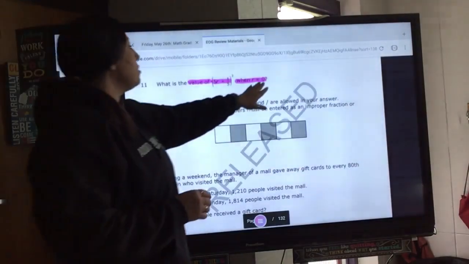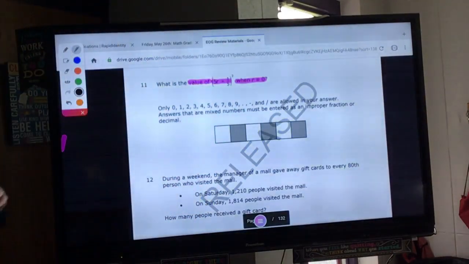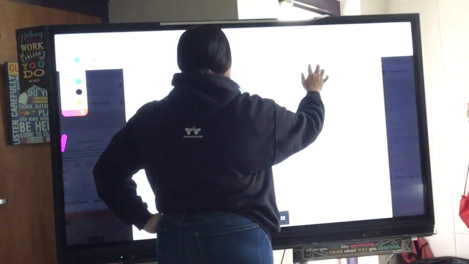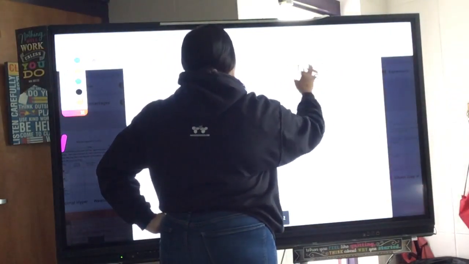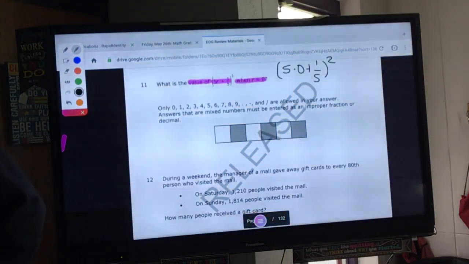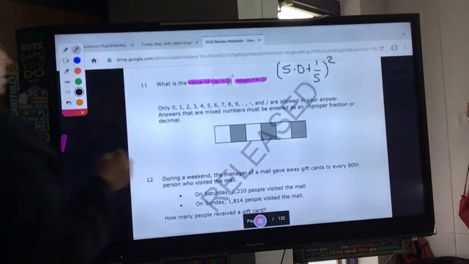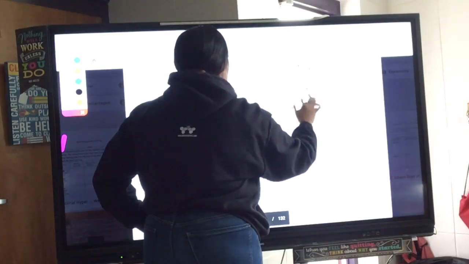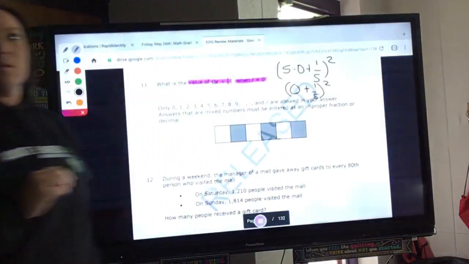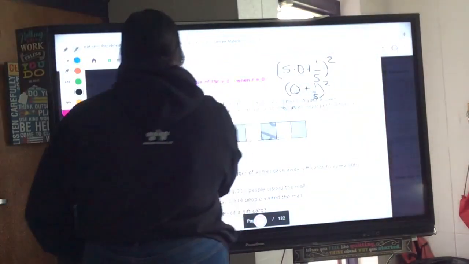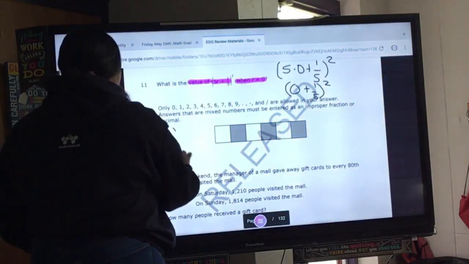Alright, so what do we have to do with knowing that r equals 0? Noah? 5 times 0. So we have to plug it in. So we have 5 times 0 plus 1/5, and then that whole thing is squared. Well, what is 5 times 0? 0. And then 0 plus 1/5 becomes what? 1/5. So now I have 1/5 squared.